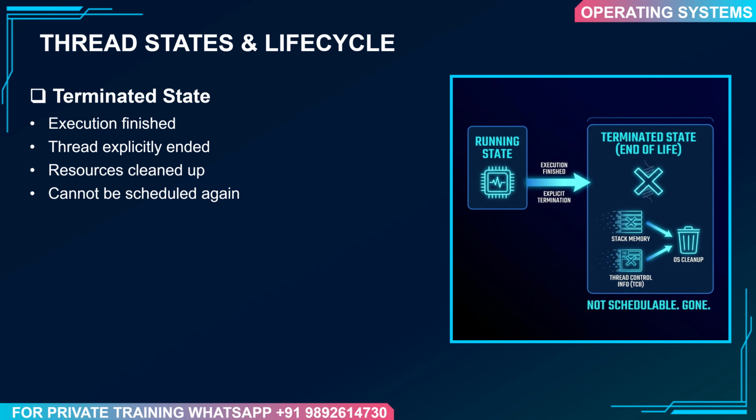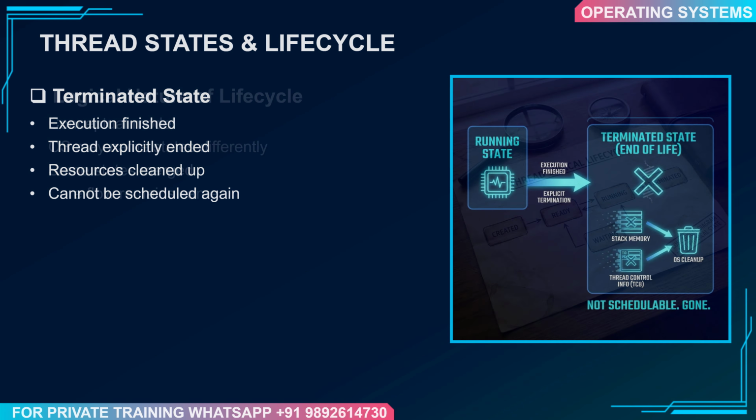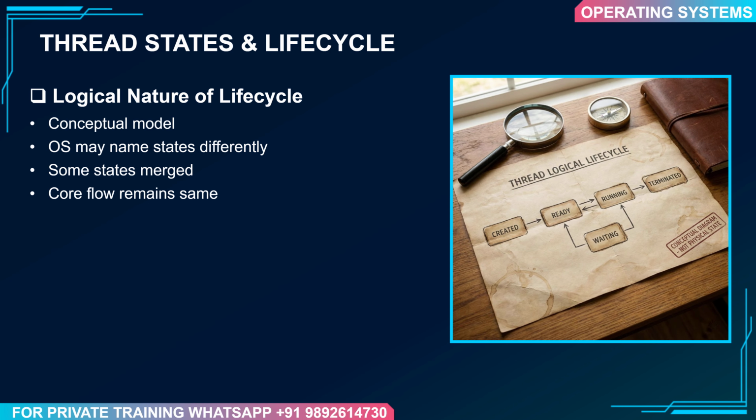Eventually, every thread reaches the end of its life. When a thread finishes executing its instructions or is explicitly terminated, it enters the terminated state. In this state, the thread is no longer active. The operating system cleans up its resources, such as its stack and thread control information. After this point, the thread cannot be scheduled again. It is effectively gone.